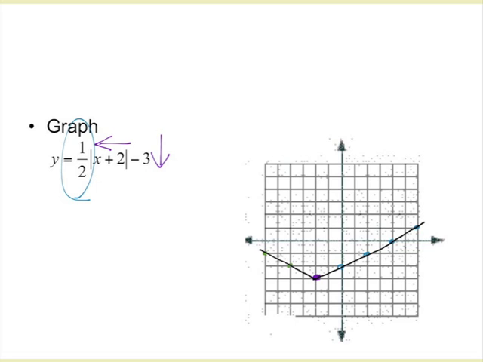If we were asked to describe this one, we would say that it's wider than the original one, because that 1/2 slope makes the lines less steep, so it opens up the shape of the V. Questions?